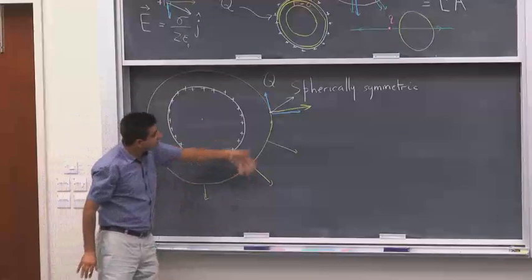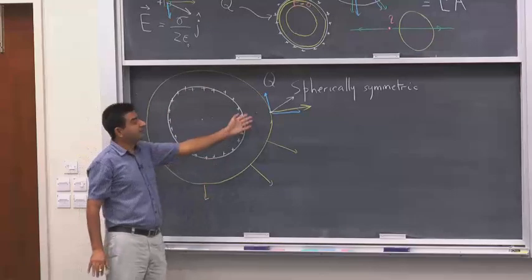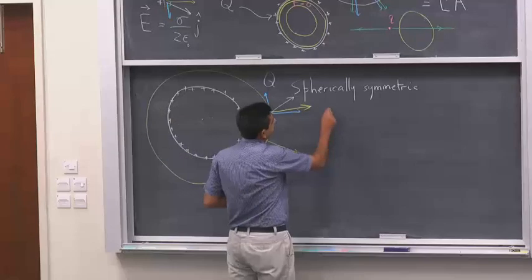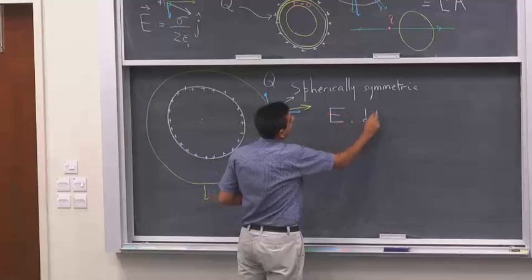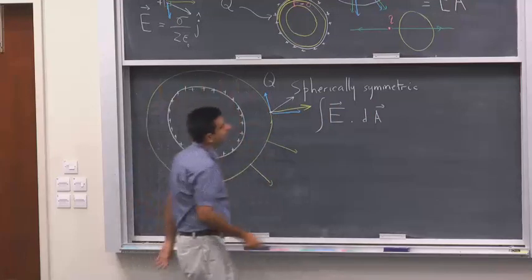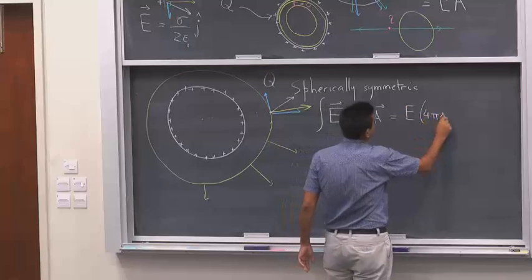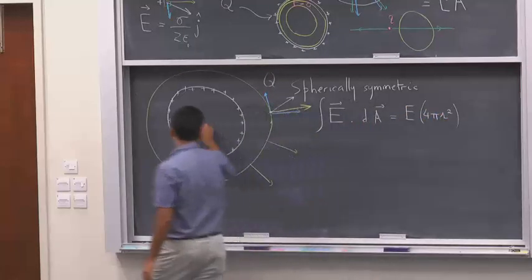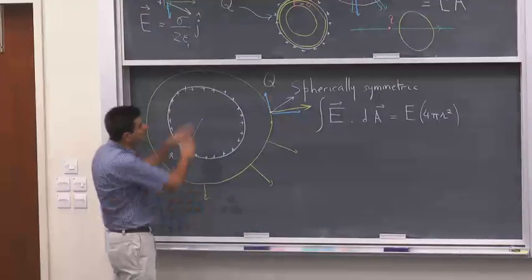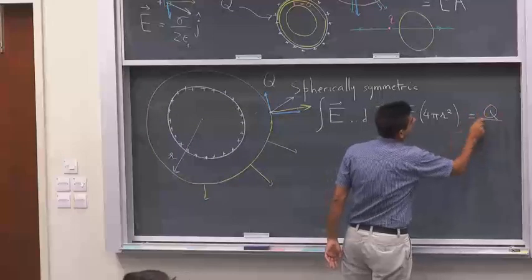So now the electric field is the same everywhere, and it's pointing in the radial direction, so we can use Gauss's law to find out what the electric field is. The integral of the electric field E dotted with dA over this Gaussian surface is simply the electric field times 4 pi r squared, where r is this distance here, and this equals the total charge enclosed by this Gaussian surface, which is capital Q divided by epsilon naught.